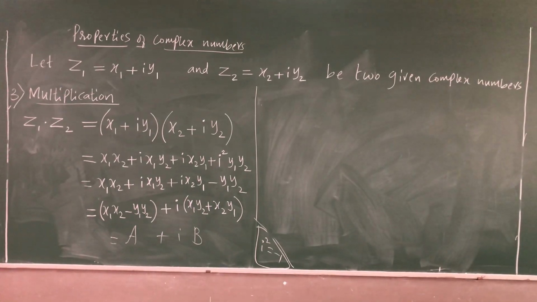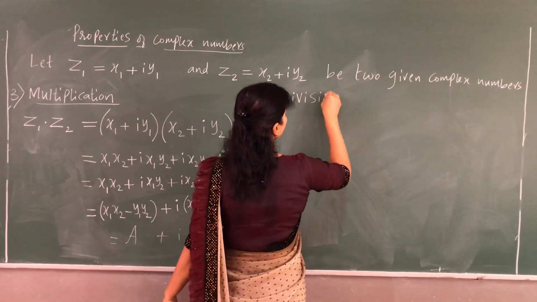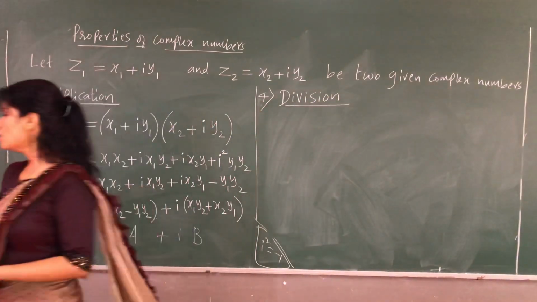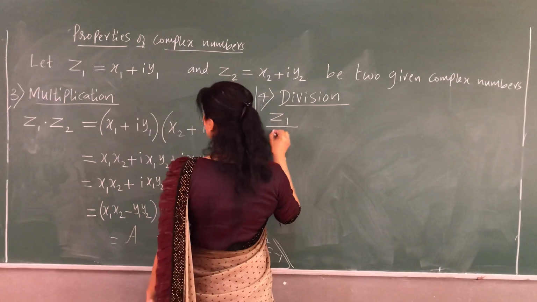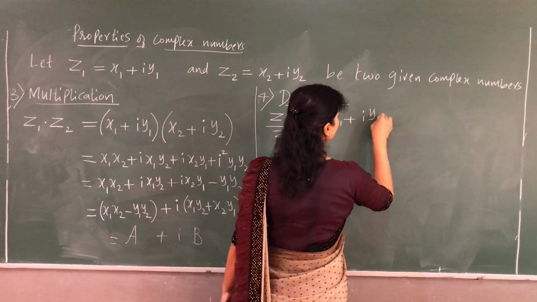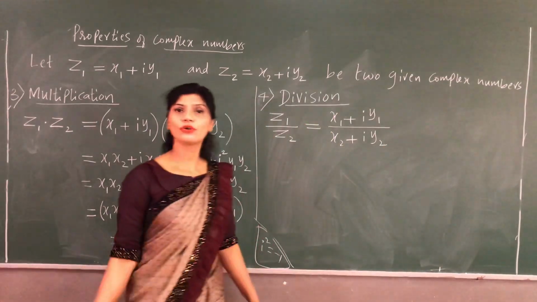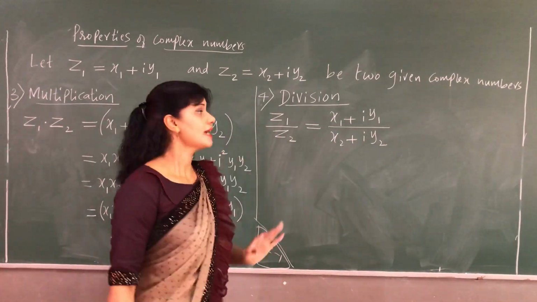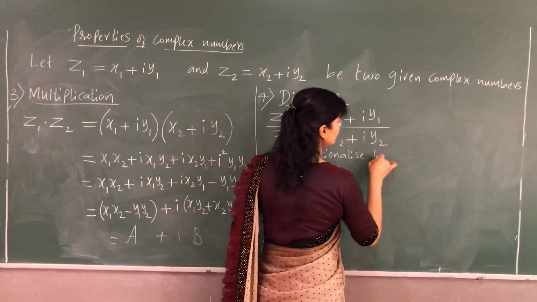Now we have to move on to the next property, how to divide. The fourth property is division of complex numbers. So divide two given complex numbers this way: z1 by z2. z1 is what? x1 plus iy1 upon x2 plus iy2. Okay, students. So what did I say? Whenever it is division, rationalize the denominator.